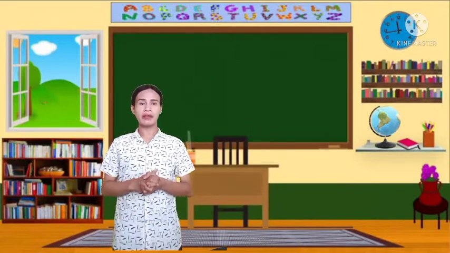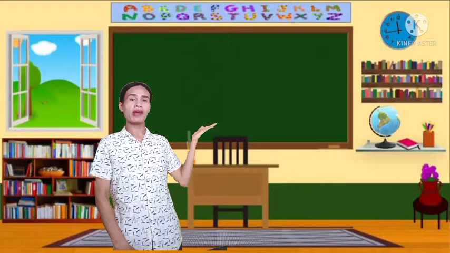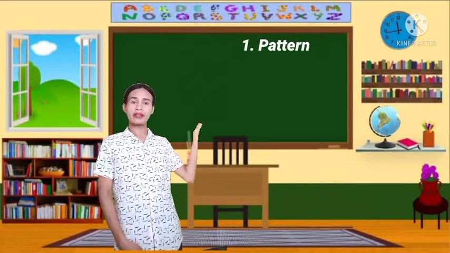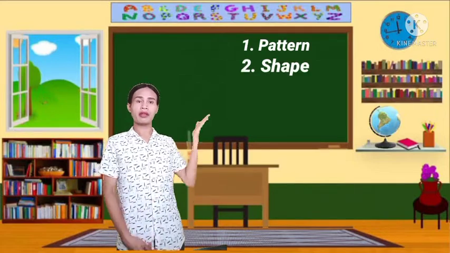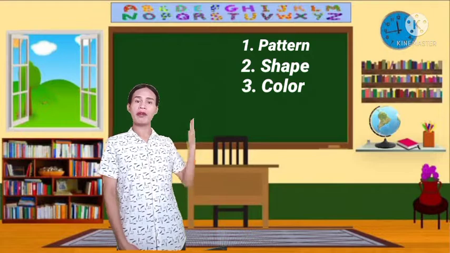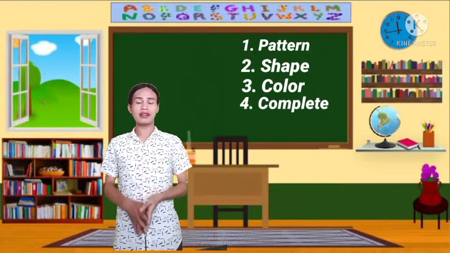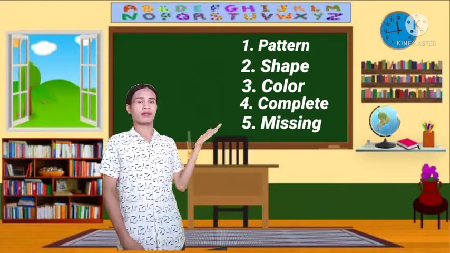Children, let us read the following words. Number 1, pattern. Number 2, shapes. Number 3, color. Number 4, complete. And lastly, number 5, missing.